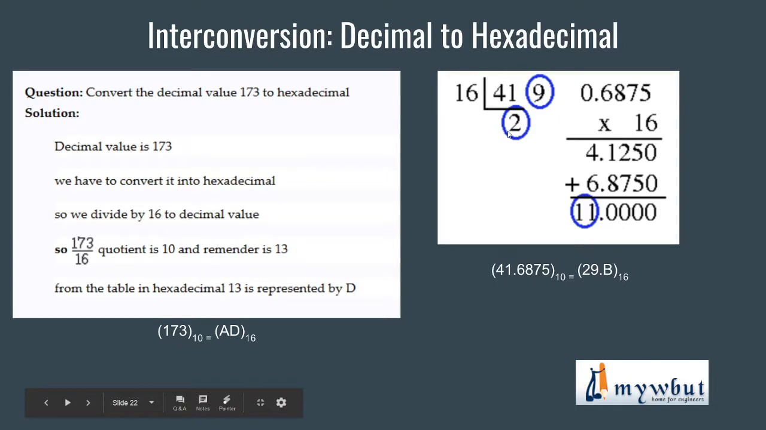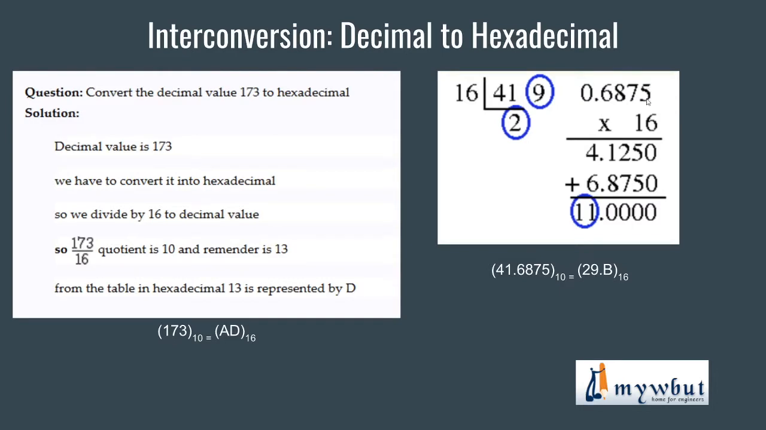Now let's take a look at an example in which we have a decimal part as well. It is the same as earlier. First of all, we divide the integer part by 16 to get the equivalent hexadecimal. So if we divide 41 by 16, the quotient is 2 and the remainder is 9. So the hexadecimal equivalent of decimal 41 is 29, taking the bottom to top approach. Thus, we get 29 over here and we place a decimal point.